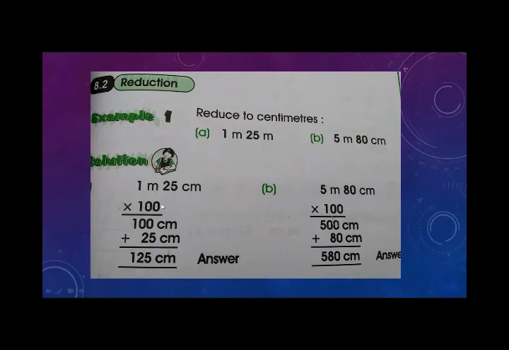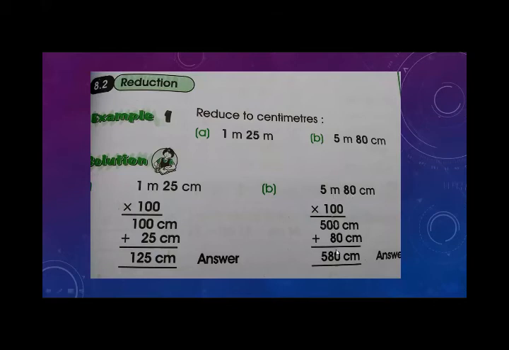The next question, same as this. 5 meters 80 centimeters. You know that 1 meter is equal to 100 centimeters. So 5 meters is equal to 500 centimeters. You multiply by 100 here. 5 hundreds are 500 centimeters. Just need to multiply it by 100, so you get the answer in centimeters, because 1 meter is equal to 100 centimeters.